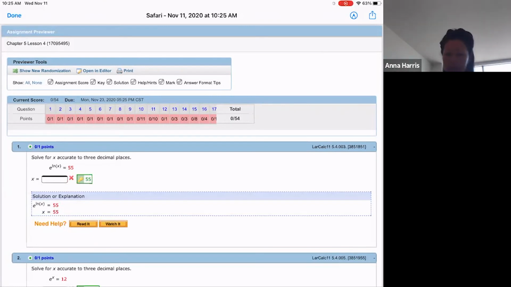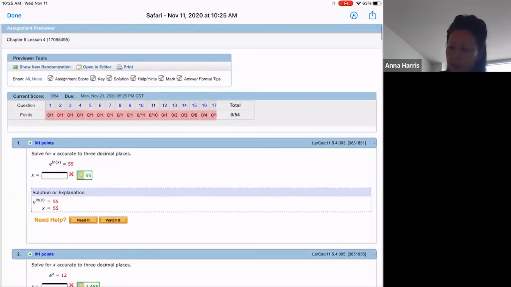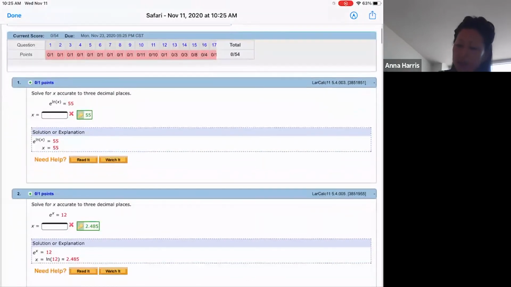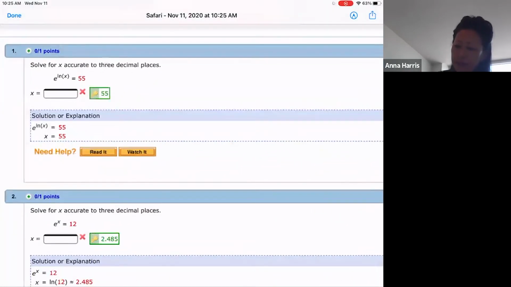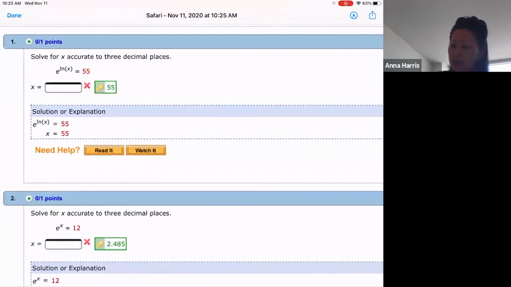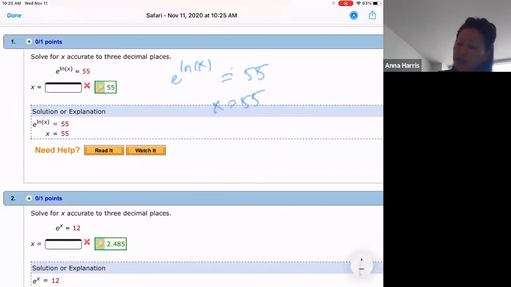Okay. So let's go over this. As you can see, this is just simply, okay, so this one you can just say x is e to the natural log of x. It really means x equal to 55, because natural log and e are inverse to each other. So x is just equal to 55.